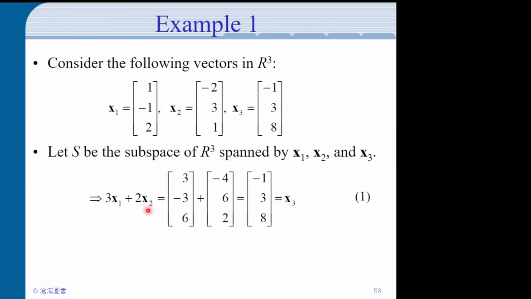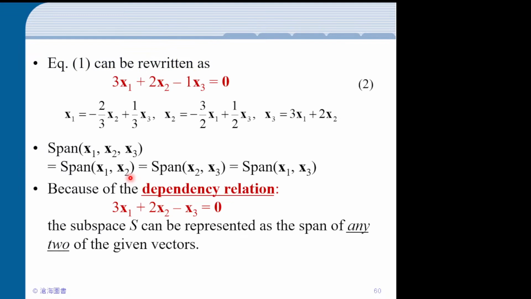So we have this equation, right? We see that the reason this happens is this equation, x3 equals 3x1 plus 2x2. And we can actually write this in a form that's symmetric between x1, x2, x3. You just move the x3 to the left-hand side. Then you see we have this equation, 3x1 plus 2x2 minus 1x3 equals 0.